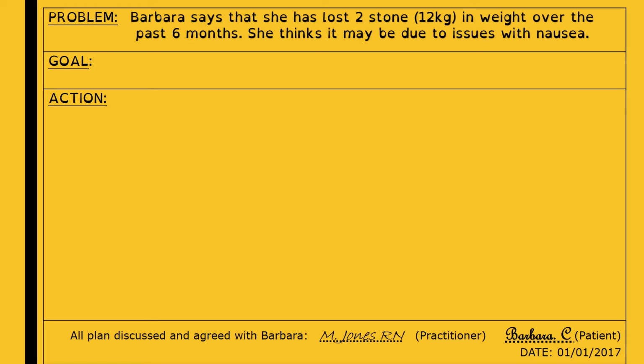Barbara says that she has lost 2 stone, 12 kilos in weight over the past 6 months. She thinks it may be due to issues with nausea. So we can see that the root cause of the problem at this point of the assessment appears to be nausea, the cause of her weight loss. And we've used the patient's narrative to describe it. We've paraphrased. But you can see potentially the situation could be clinically quite serious.